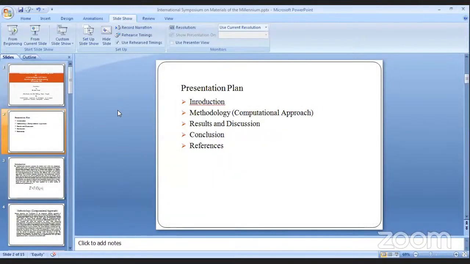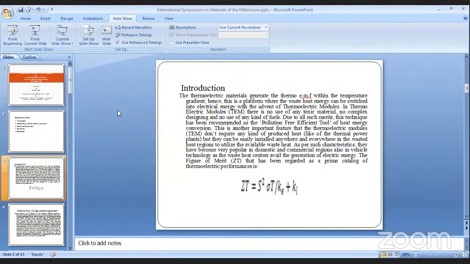This is the presentation plan. Actually, this work is totally my own research work that I did in the previous months and then put in this convention. Here we use the computational approach to investigate thermoelectric materials. The main aim of this paper is to introduce a new thermoelectric material, which is a Heusler compound, because thermoelectric materials are those materials which are capable of generating electric energy by the use of waste heat.